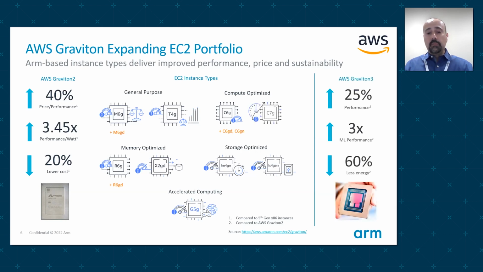And we'll only see that benefit increase with Graviton 3. Generation to generation, the new instance types that were released this year further push performance by 25%. And in particular, workloads like ML will see a significant boost of up to 3x performance. And we continue to provide all of this compute with a much smaller energy footprint. So whether you're using Graviton 2 or starting to look at Arm-based instances on Graviton 3, there is a lot to get excited about.